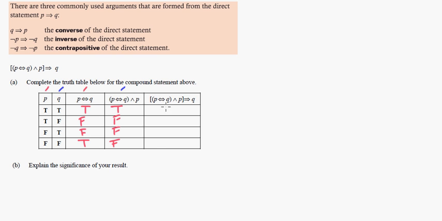So true, true for implication is true. That's good. False, false for implication is true. Okay, false, true. That's good. And then false, false. It's good. Oh, look what we got there. Okay, so explain the significance of your result. Well, it's a tautology, or in logic, a valid argument.